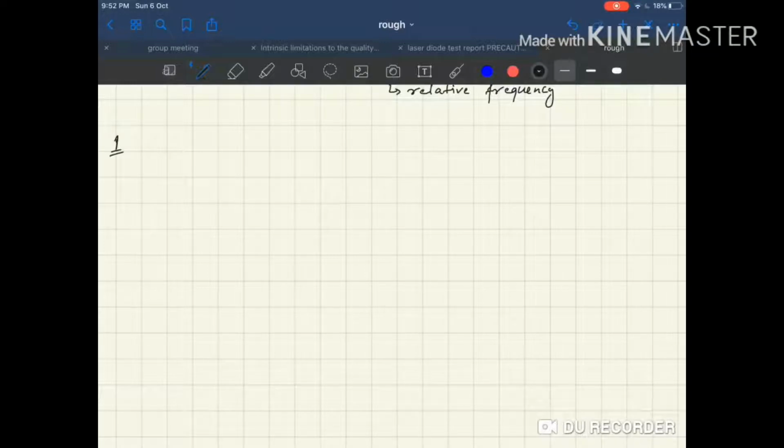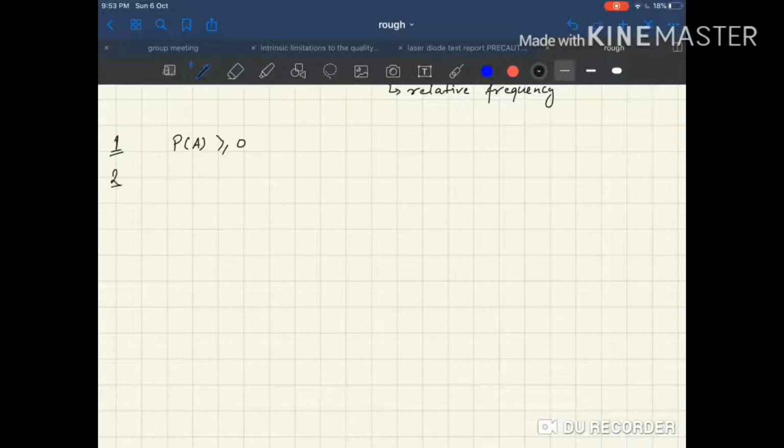So the first one in that is: any probability P(A) should be greater than or equal to 0. Okay, so now we are starting formally. Any probability of an event A to happen should be greater than or equal to 0.